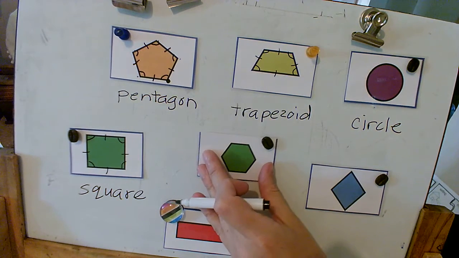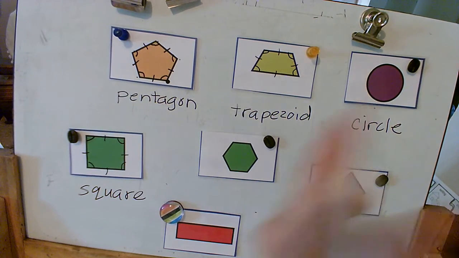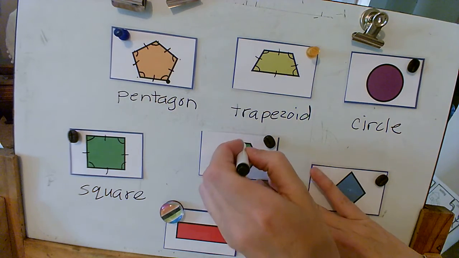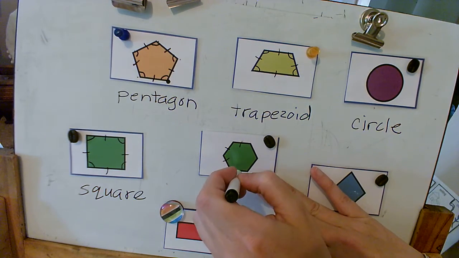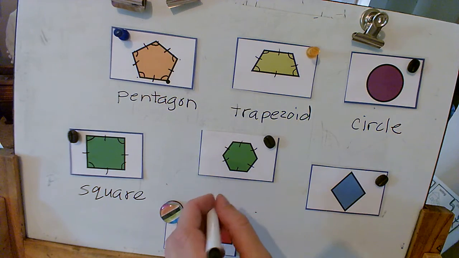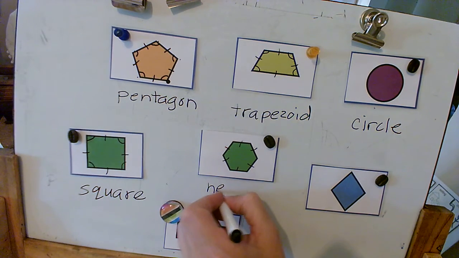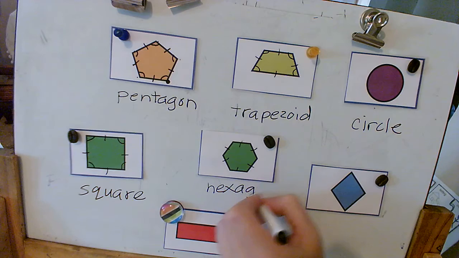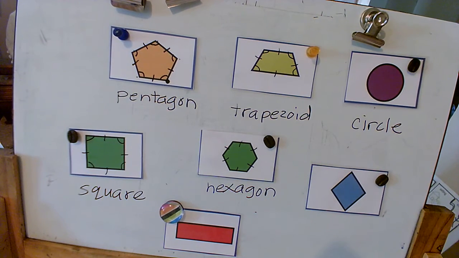What is the name of this one? Well, if I count the sides, I can figure it out. 1, 2, 3, 4, 5, 6. The name for a six-sided shape is a hexagon. How many angles does it have? If it has 6 sides, how many angles do you think it has?